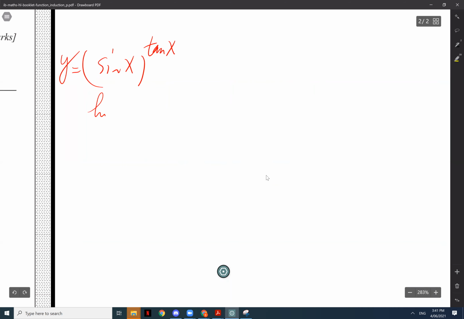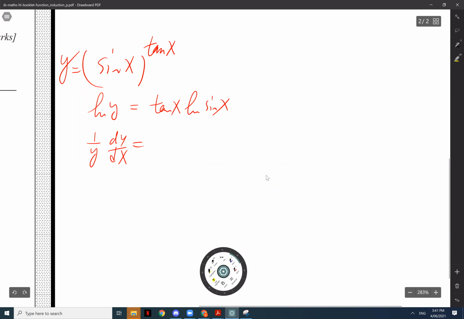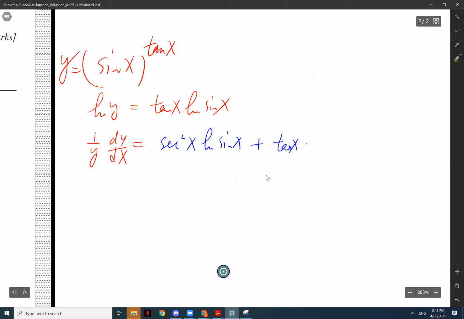Same idea. ln y equals tan x ln sin x. If you differentiate, 1 over y dy/dx, if you differentiate tan x, what do you have? sec squared x, plus tan x times 1 over sin x, cos x.